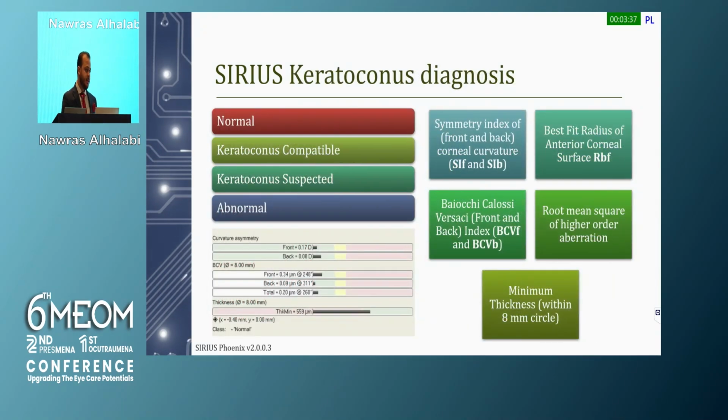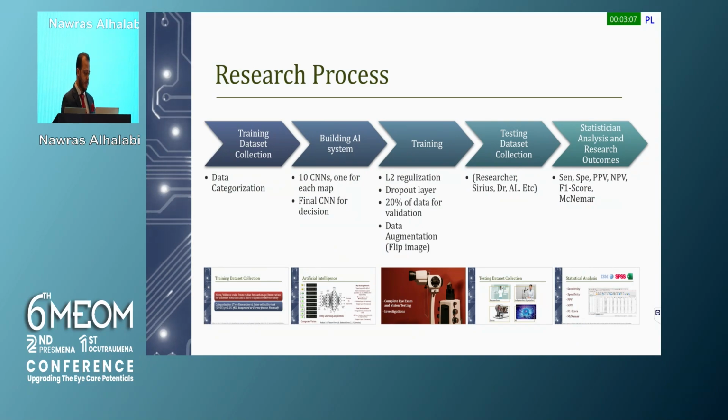The Cyrus also has built-in software that uses a support vector machine, which is a type of artificial intelligence, and it categorizes the maps as keratoconic, normal, or keratoconus suspected patients. It uses other indices like the symmetry index, the best fit radius of the anterior corneal surface, and the minimum thickness within 8 millimeters of the map.